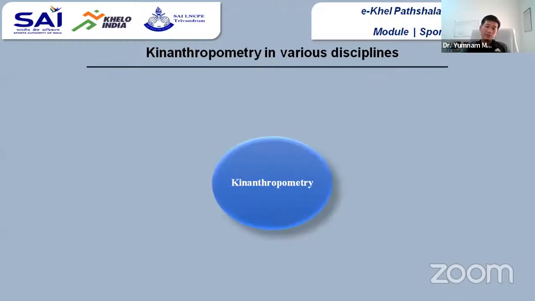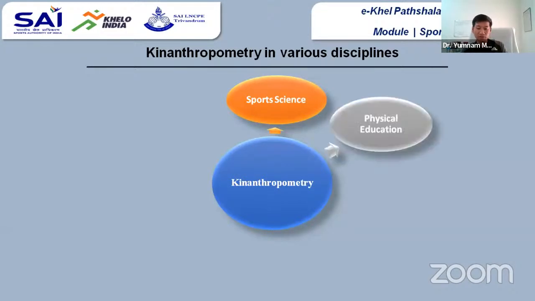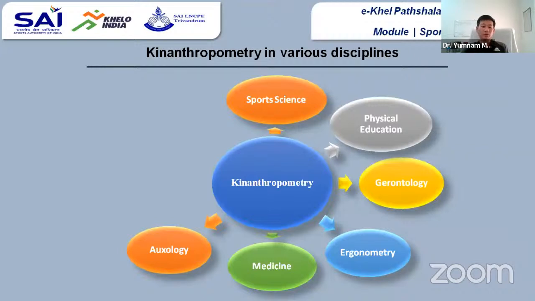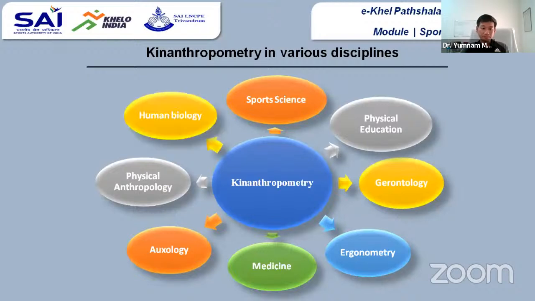Kinanthropometry is related to various disciplines like sports science and physical education; gerontology, the study of old age and its problems; ergonomics, which deals with workspace and equipment design; medicine; auxology, which is about growth and development; physical anthropology; and human biology. These are some of the disciplines to which kinanthropometry is related.